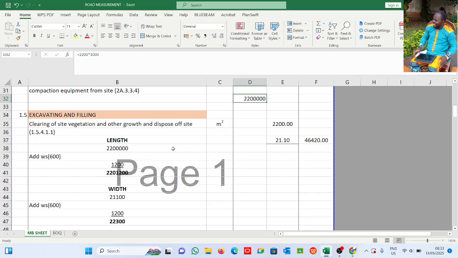Alright, I hope the conversion is clear. Let me write it here. 1 kilometer equals 1,000. These are the things also your examiner wants to see how you do them. Alright, so you have to be very much conversant with this. 1 kilometer is 1,000 meter. If 1 kilometer, what is 2.2 kilometer? 2.2 kilometer will be 2.2 times 1,000.